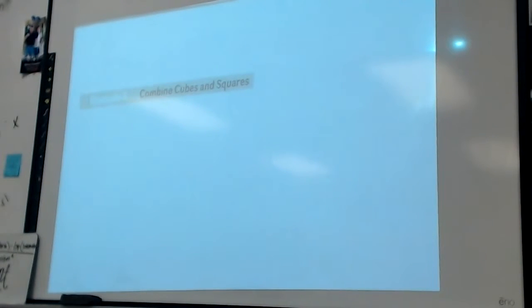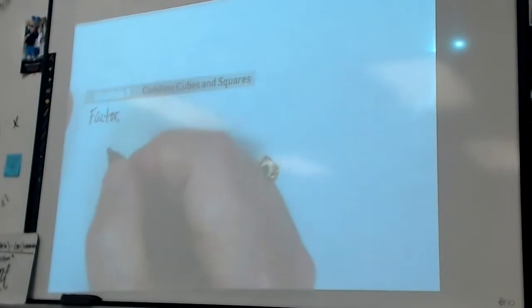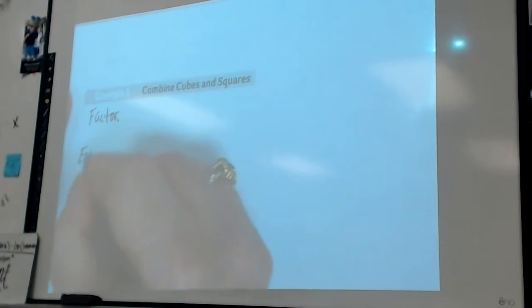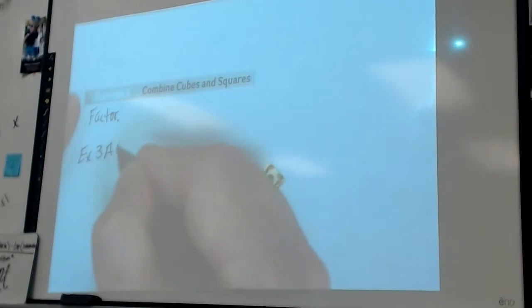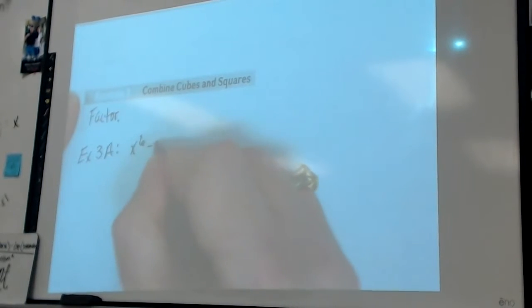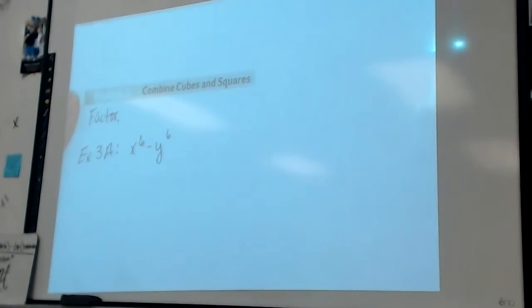Okay. All right, so now we're on page 3, and example 3 says combine cubes and squares. So we want to factor. That's our directions. Example 3a: x to the 6th minus y to the 6th.